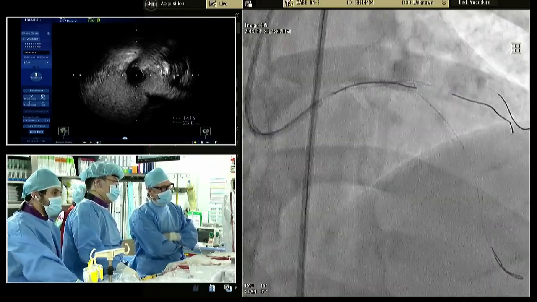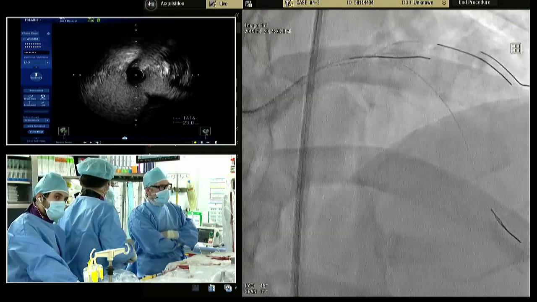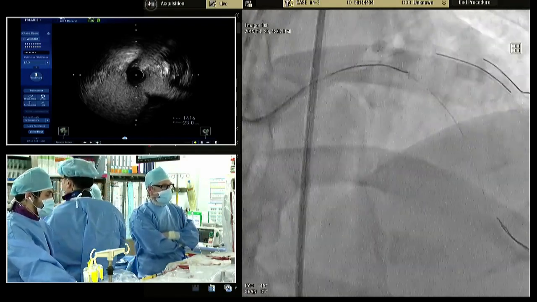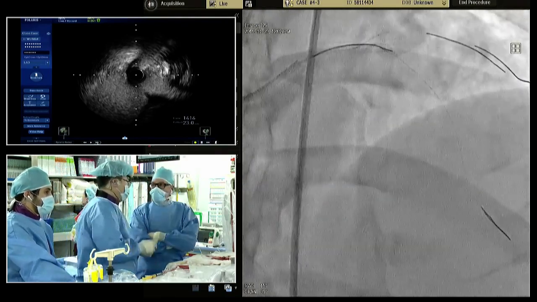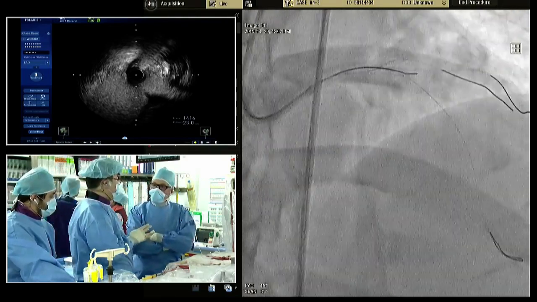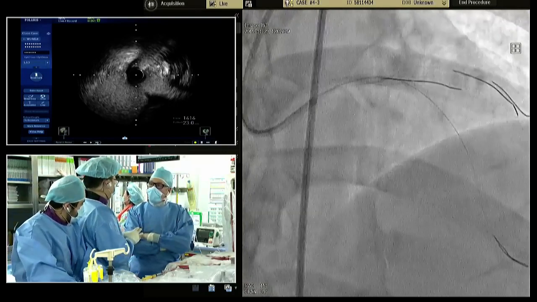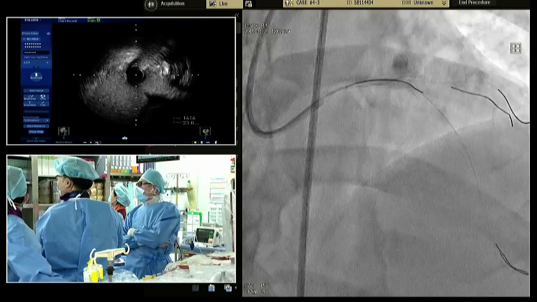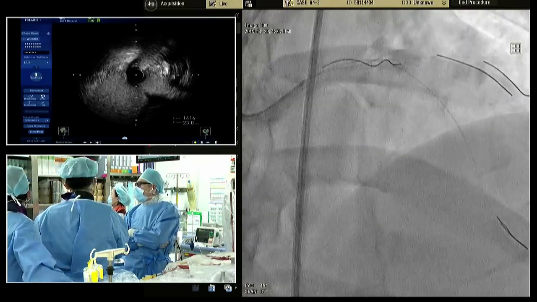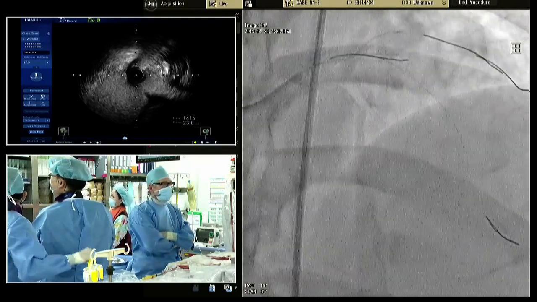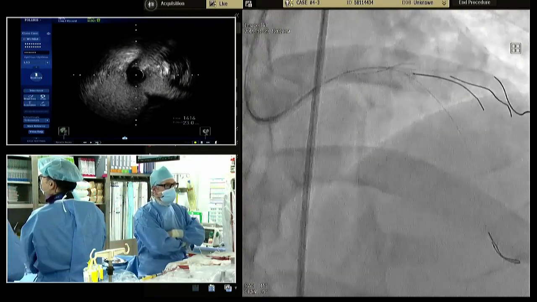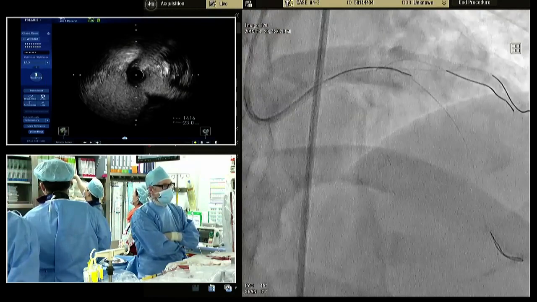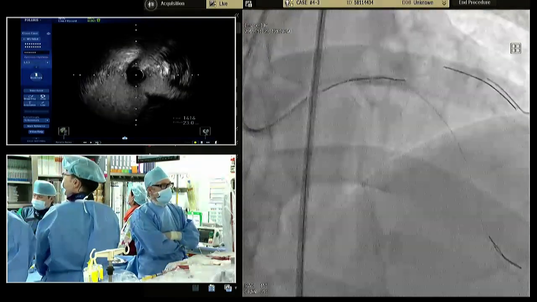Because the patient is young, I prefer to open the strut. But it's fully optional. I agree. We have 2.0 or 2.5. We have only non-compliant. Ah, non-compliant. 2.25? 2.0. Okay. So they have not 2.25, so we use a 2.0 non-compliant balloon just to open the strut.